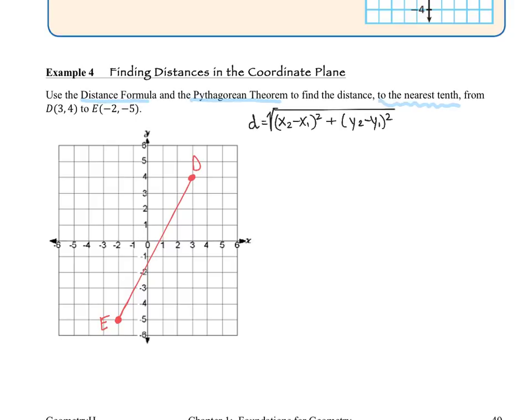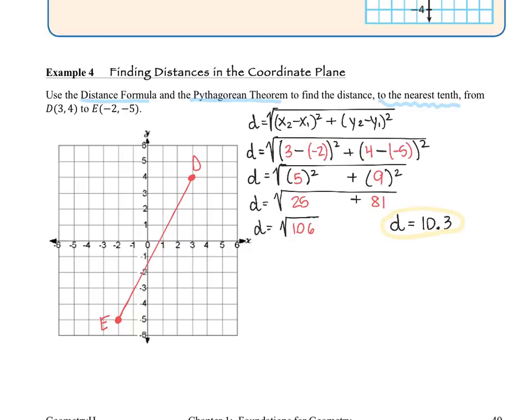Here's our distance formula. Let's go ahead and plug the coordinates in for points D and E and calculate the distance. Pause the video while you do that. We find that the distance between points D and E using the distance formula is approximately 10.3 units when we round to the nearest tenth.